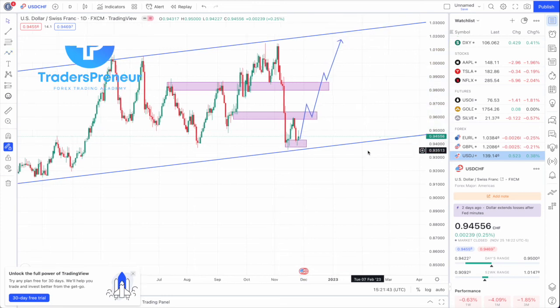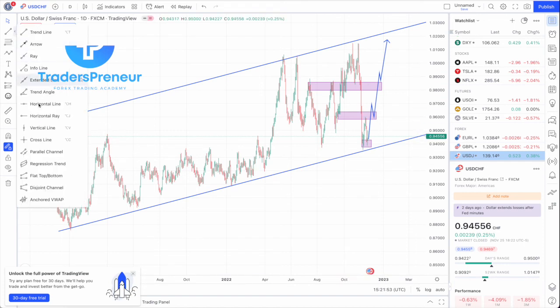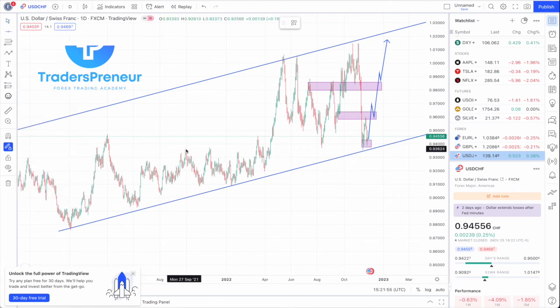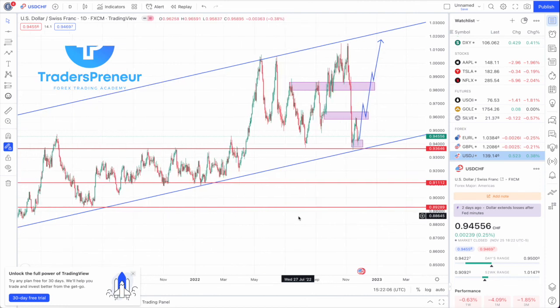How about for the seller? How if the market will not go this way? What are we going to do? We will mark these key levels of support and resistance here, and this area, and also here. Those are the key levels.